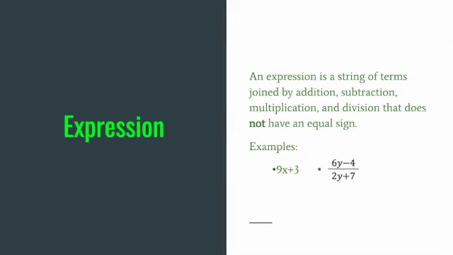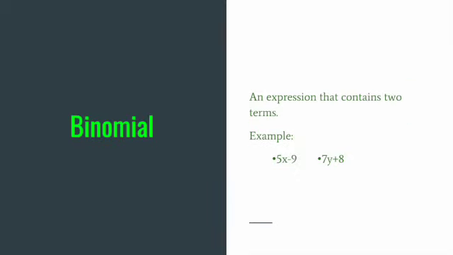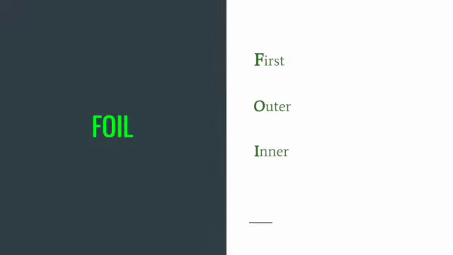There are special words for expressions with a certain number of terms. For example, when an expression has 2 terms, it's called a binomial. Now that we know what a binomial is, let's learn how to multiply two binomials. The method I'm going to teach you is called foiling. FOIL is a mnemonic or memory device that stands for first, outer, inner, last.